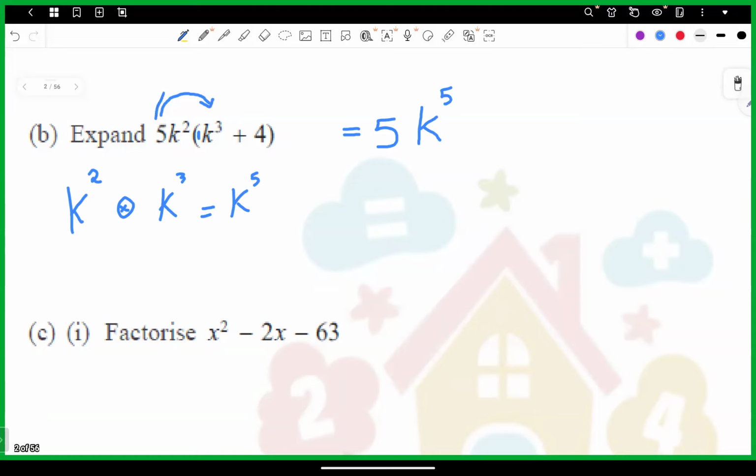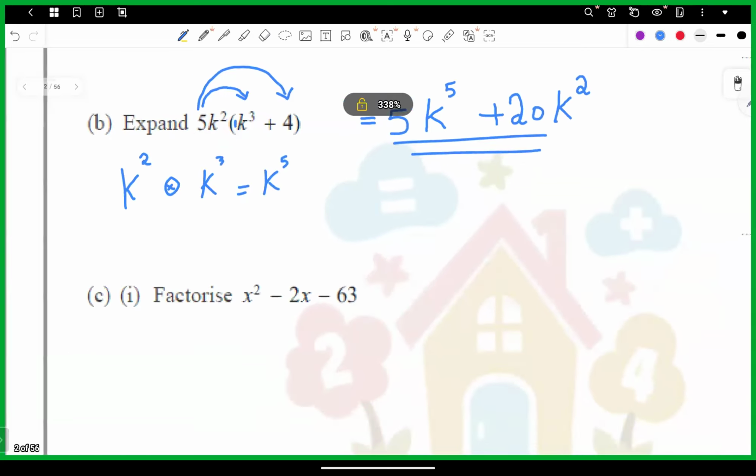And then 5 multiplied by 4 like this, bring down the adding sign, 5 by 4, which is 20. And there is no coefficient here, bring down k squared. And this is your final answer for the expand here.